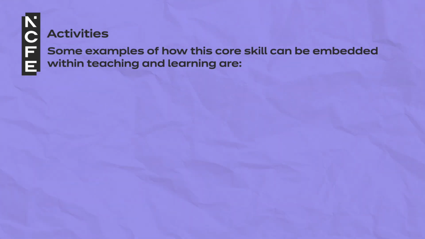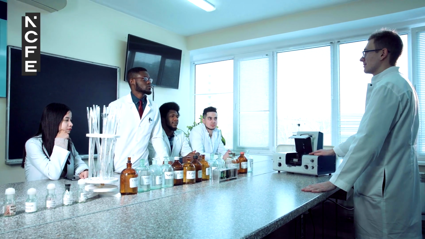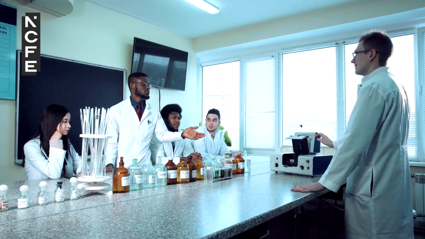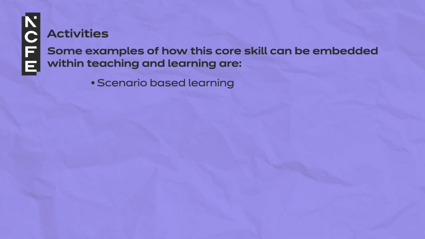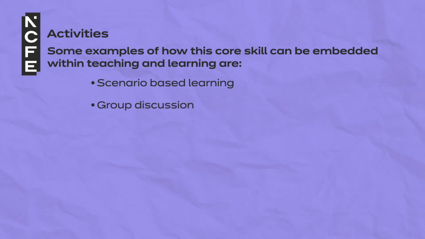Some examples of how this core skill can be embedded within teaching and learning are scenario-based learning. This includes planning activities where students work in groups with assigned roles. For example, within a laboratory, students then carry out the activity in line with their team structure using effective team working. Students partake in a group discussion where they respond to a concern or query based on the standard operating procedure they've carried out. This can be linked to the scenario covered previously.